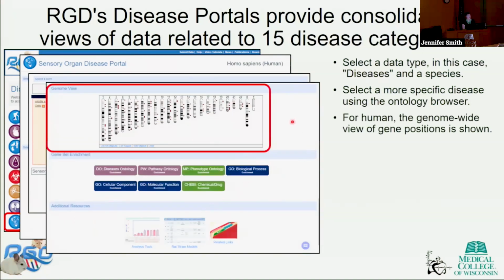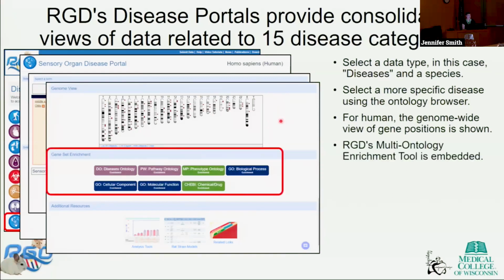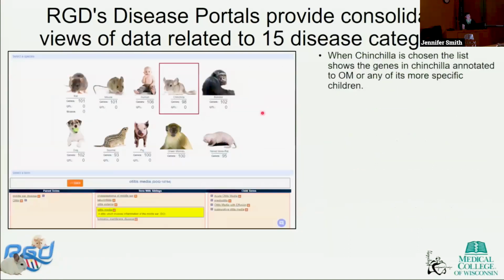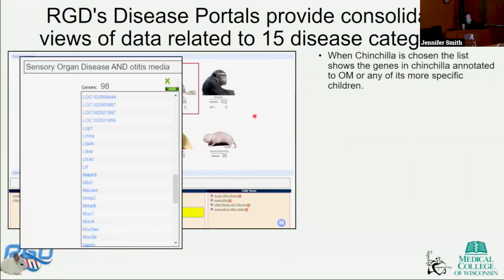For human, the genome-wide view of gene positions is shown. There is an embedded copy of the multi-ontology enrichment tool, which I'll talk about in just a minute. And links to additional information are provided at the bottom of the page. And this same functionality is available for all species. So if I go back up to the top and choose Chinchilla, when Chinchilla is shown, the list of genes that's shown is all of the genes in Chinchilla annotated to Otitis Media or any of its more specific children.